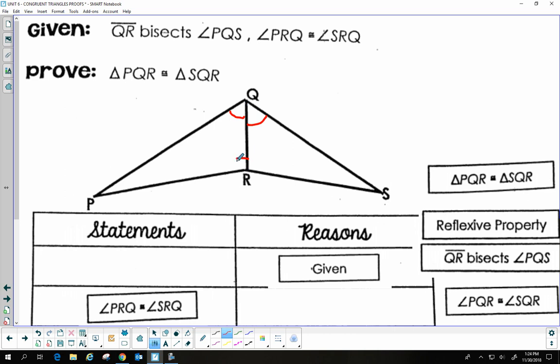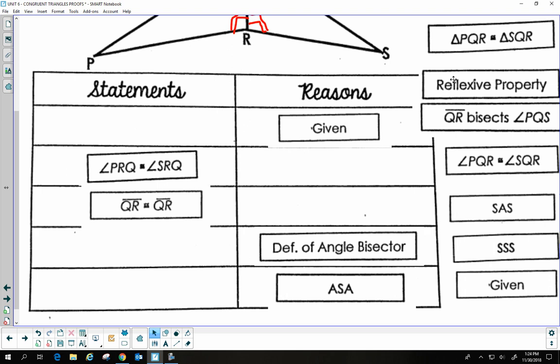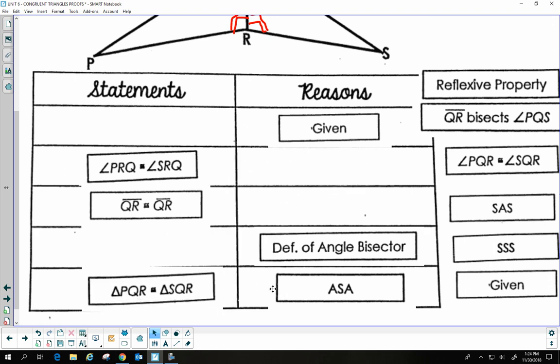It says that angle PRQ, that's this one, and angle SRQ are congruent. And then of course we have reflexive properties. So this looks like an angle side angle congruence. Oh, and it already says angle side angle. We can just drop our congruent triangles there.